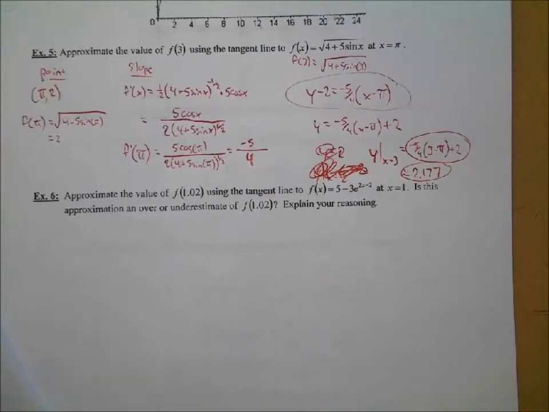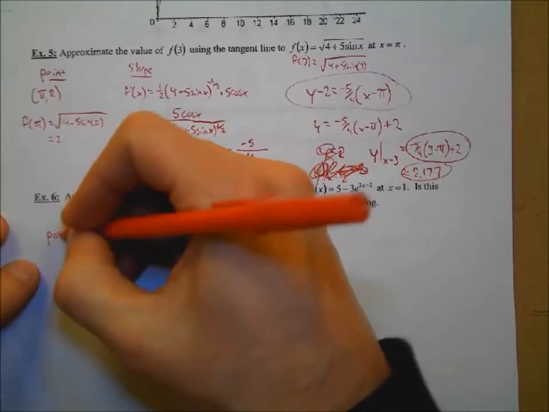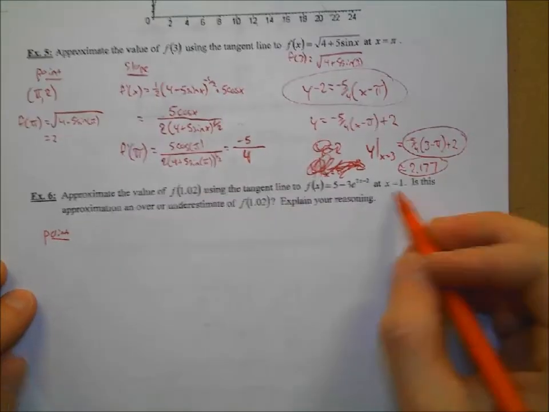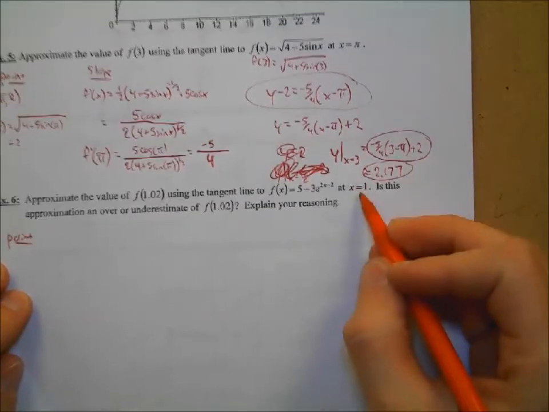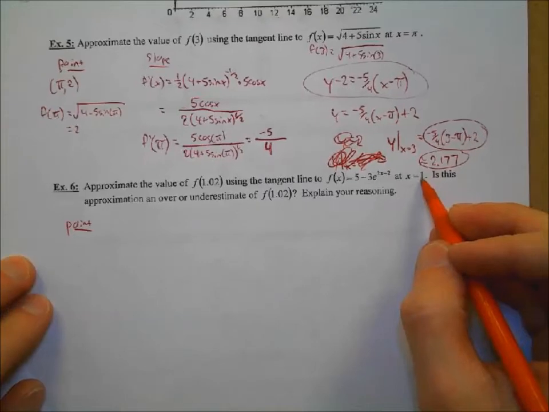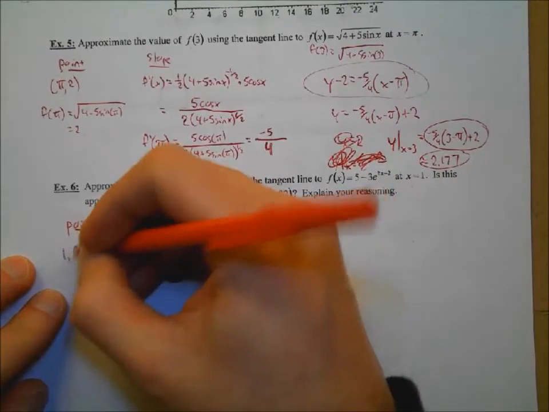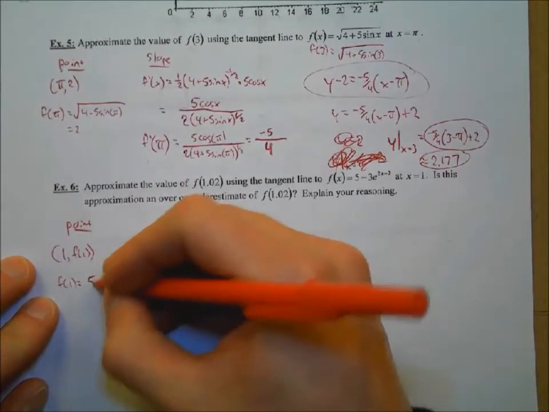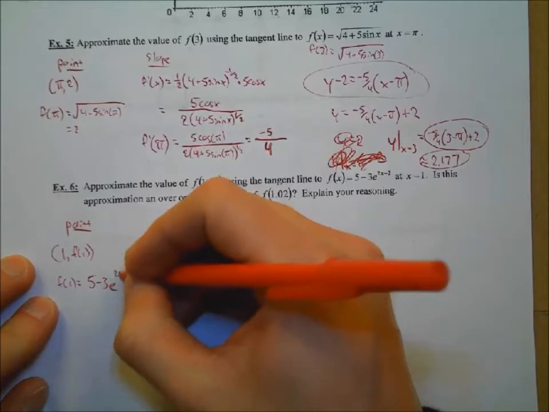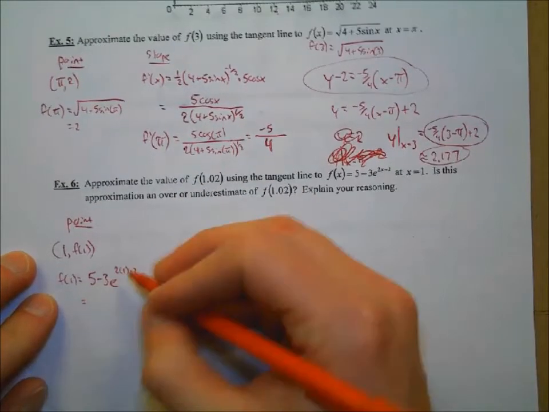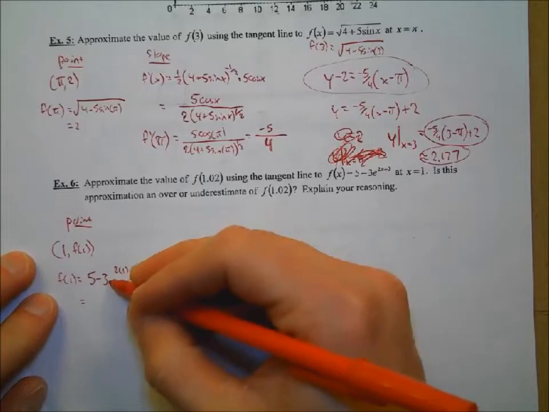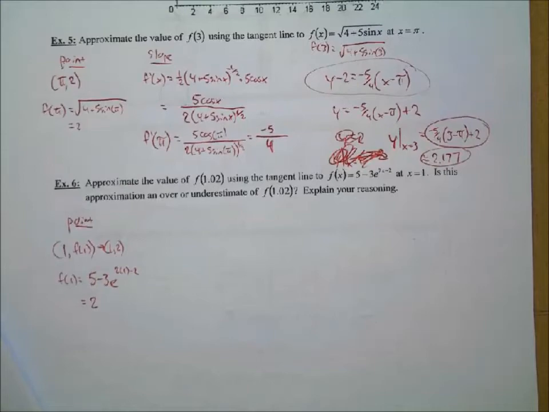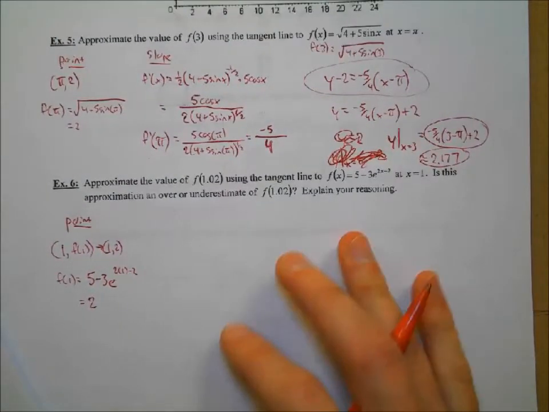All right, so again, same process as before. We'll find our point and our slope. The point of our tangent line is going to be, well, again, we have the x-coordinate. What do we do with this x-coordinate to find the matching y-coordinate? Plug it into f. So we have 1 comma f of 1, which is 5 minus 3e to the 2 times 1 minus 2. 2 minus 2 is 0, e to the 0 is 1, times 3 is 3, so we get 2. So 1, 2 is our point. The slope, how do we find the slope of a tangent line?